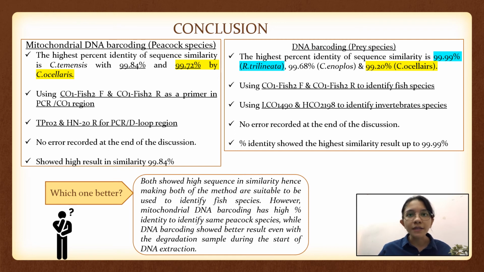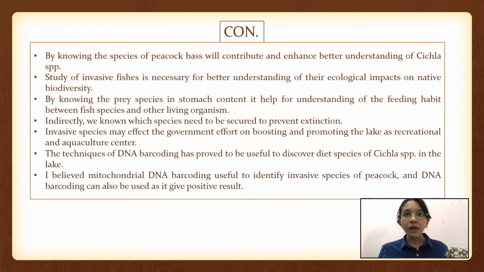However, based on this study, mitochondrial DNA barcoding shows a better, higher percent identity of similarity for peacock bass species identification. Therefore, this finding could help us understand more of their impact on biodiversity in Talabat Lake, and we are also able to identify which species are endangered to extinction. Other than that, invasive species might affect the government's effort in promoting the lake as a recreational and aquaculture center. Lastly, I believe mitochondrial DNA barcoding is useful to identify invasive species and the origin of peacock bass, and the second best is DNA barcoding, as it also shows promising results in identifying the prey species.